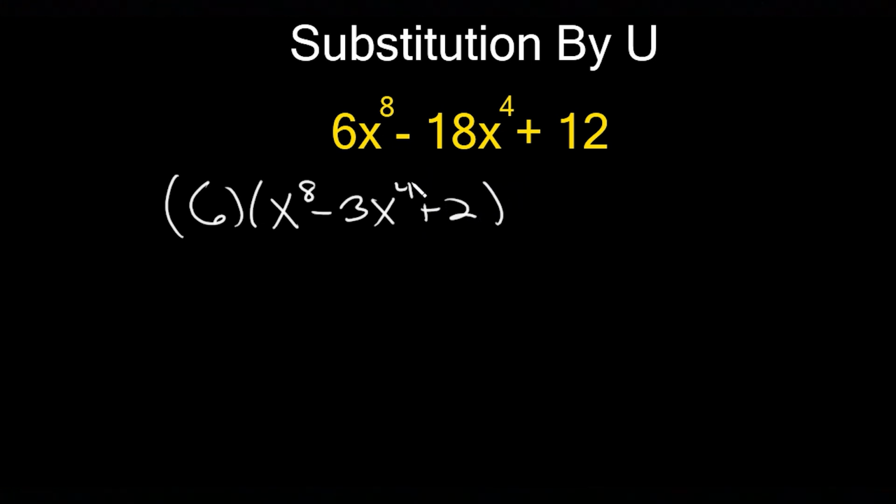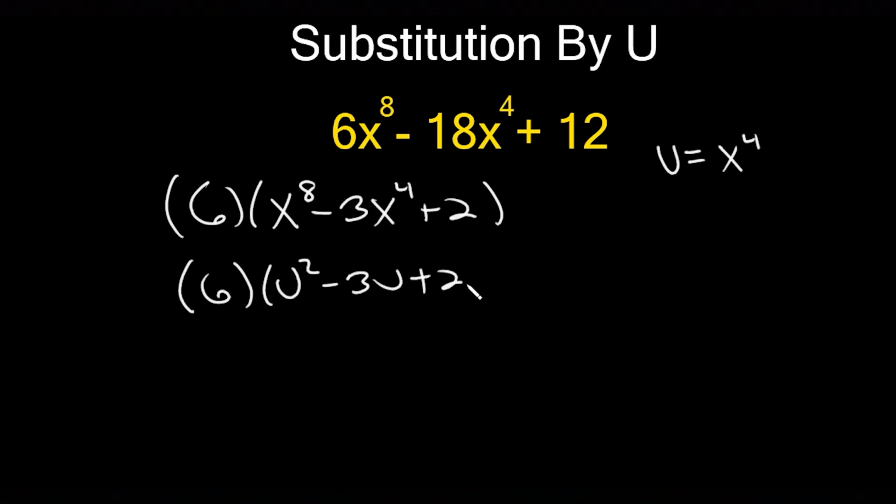Again, I have that same pattern of doubling. I'm going from 4 to 8, so I can use substitution by u. I'm going to call u x to the 4th power. So u is equal to x to the 4th power. And then rewriting it, you get 6 times u squared minus 3u plus 2.